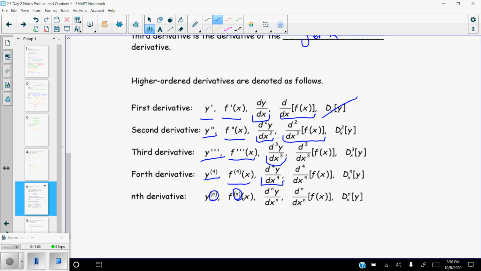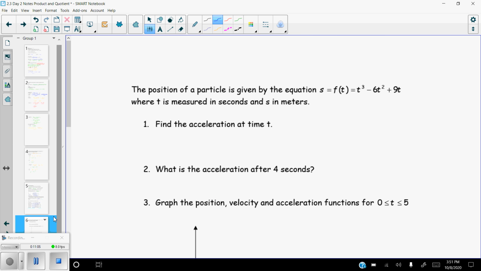Okay, so actually let's go ahead and do one application, and then we'll be done. It will take us a little bit longer to get through this because of the graphs. All right, so the position of a particle is given by the equation s, which is our function of t, which is t cubed minus 6t squared plus 9t. So that gives us the position of the particle. If we were to plug in 7 for t, that would be, okay, at 7 seconds, that's where the particle is. Usually it's on a straight line or something, but this does not look like it's on a straight line.